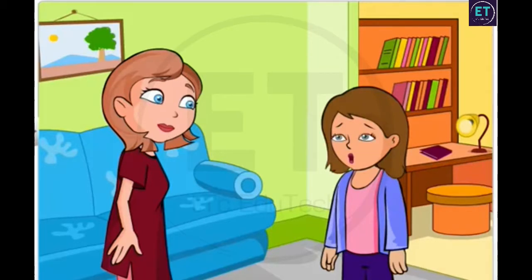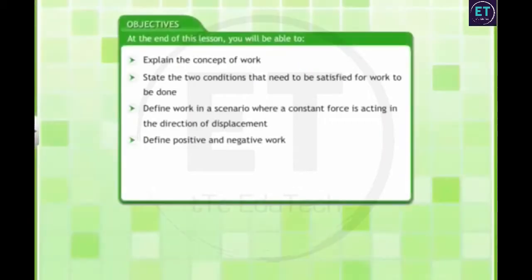Not exactly. In this lesson, you will learn about work. At the end of this lesson, you will be able to explain the concept of work, state the two conditions that need to be satisfied for work to be done, define work in a scenario where a constant force is acting in the direction of displacement, and define positive and negative work.